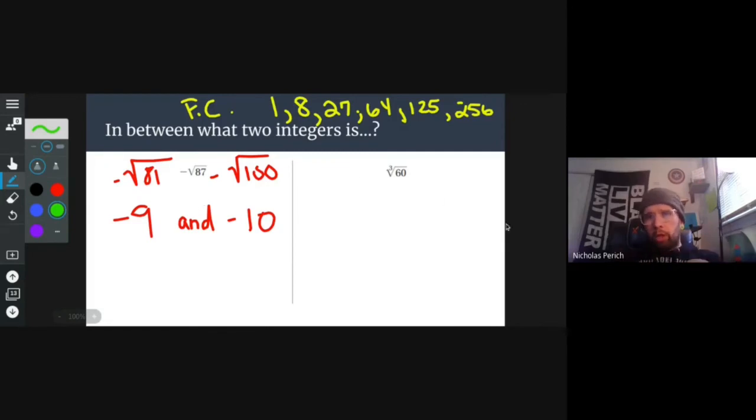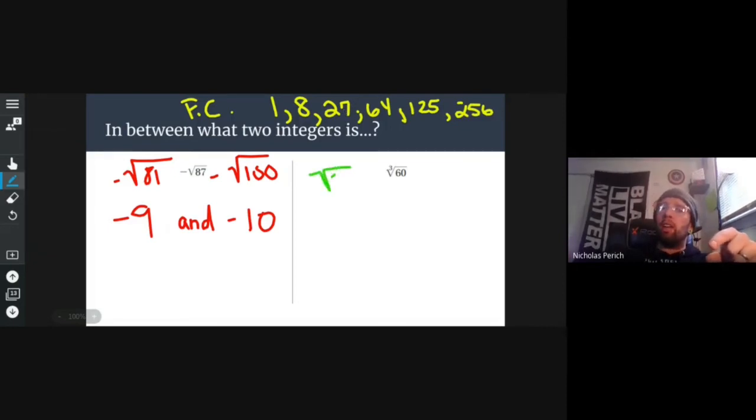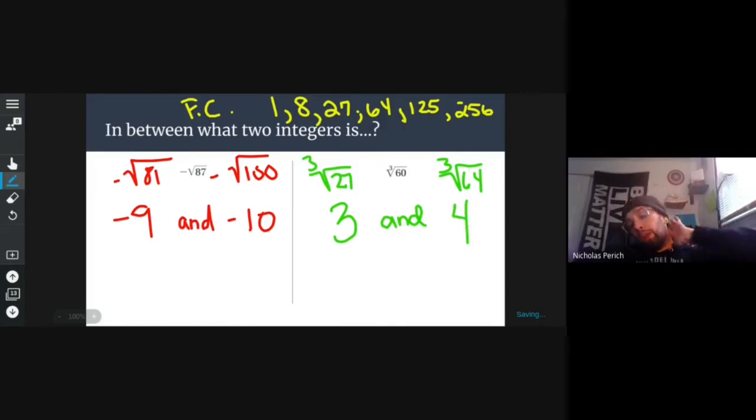So I don't know what the cube root of 60 is. But you know what I do see up here? I see the cube root of 27 and the cube root of 64. And so let me see. 1, 2, 3. The cube root of 27 is 3. 4. The cube root of 64 is 4. And so my answer is in between 3 and 4.